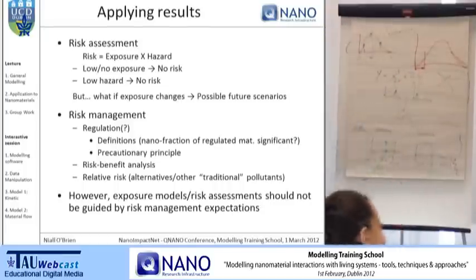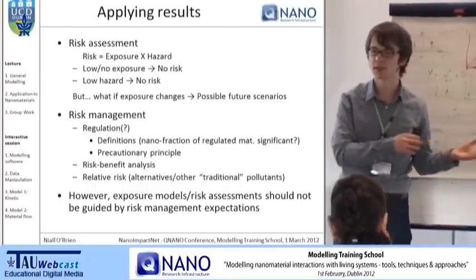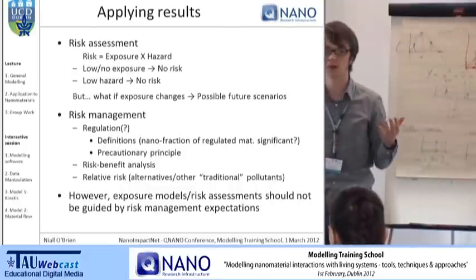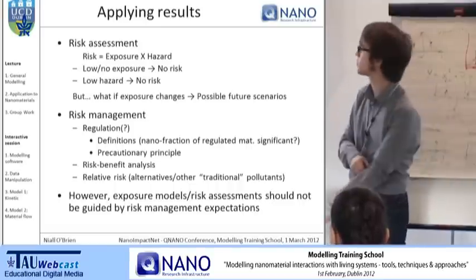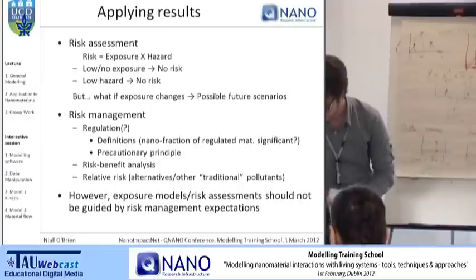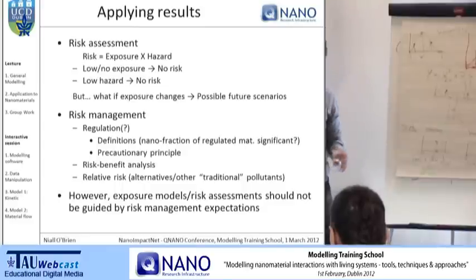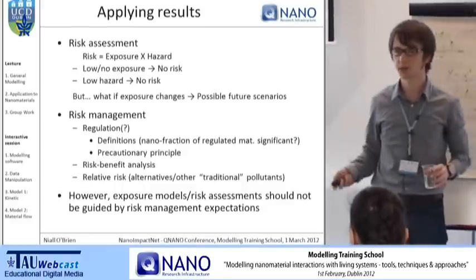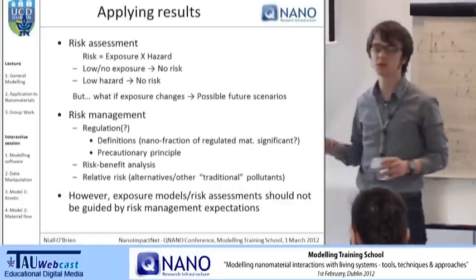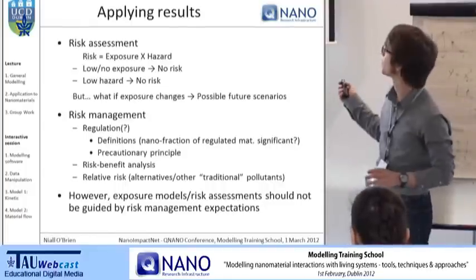You also think about risk-benefit analysis. What's the benefit of employing this technology versus the potential risks, and relative risks to other alternatives, using this material or this product, this process, and its relative risk to other traditional pollutants that we use on a regular basis. And again, as mentioned, it's used to help guide future research, to identify areas of significant uncertainty, and then guide future research. This could be future modeling, could be future monitoring, testing, experimentation.